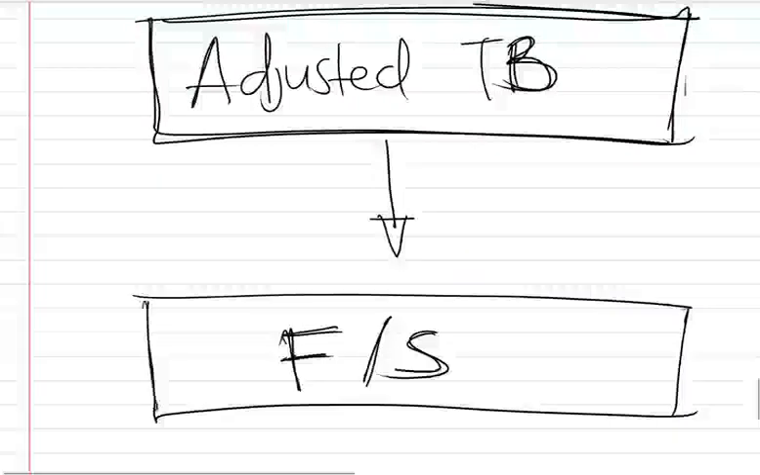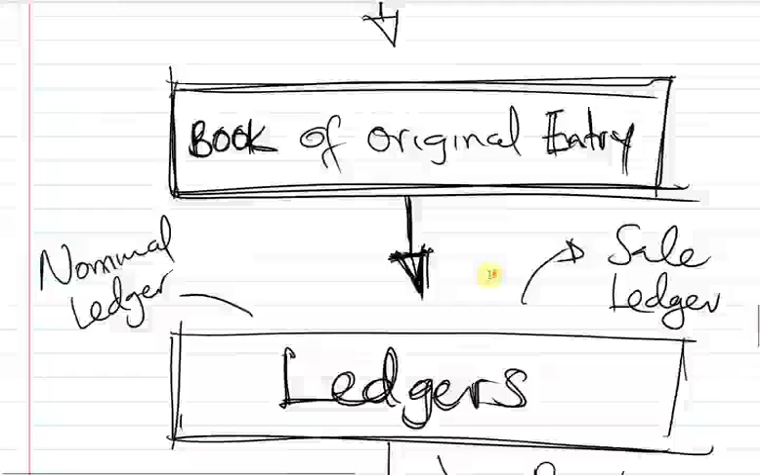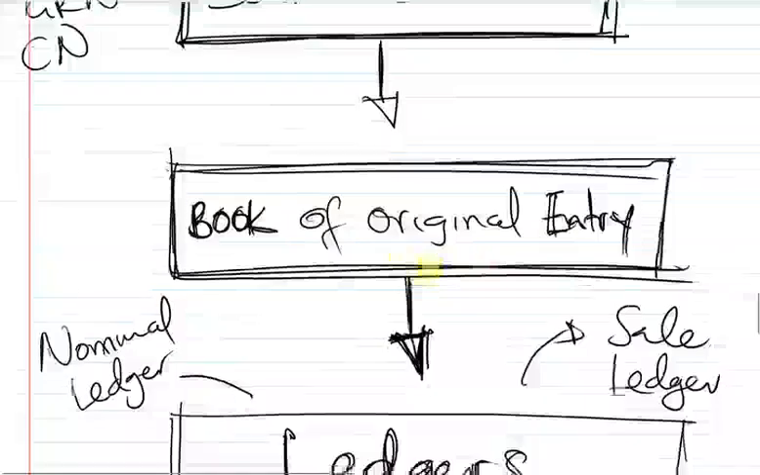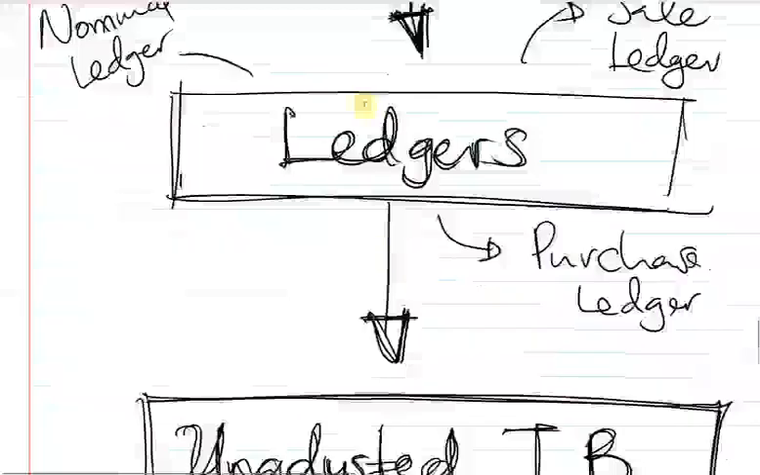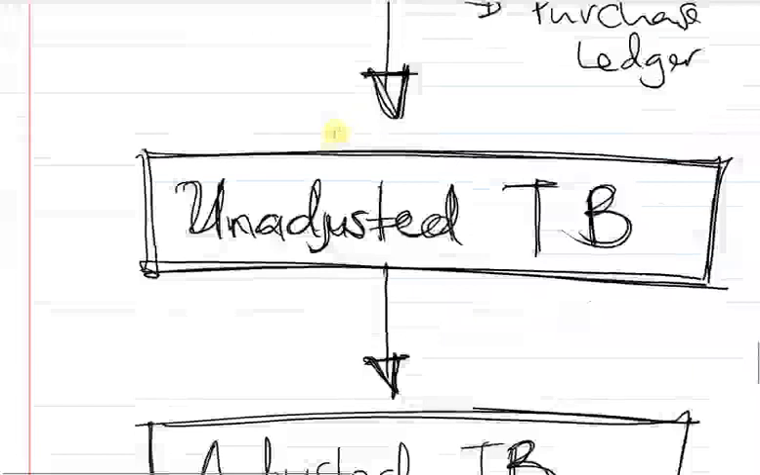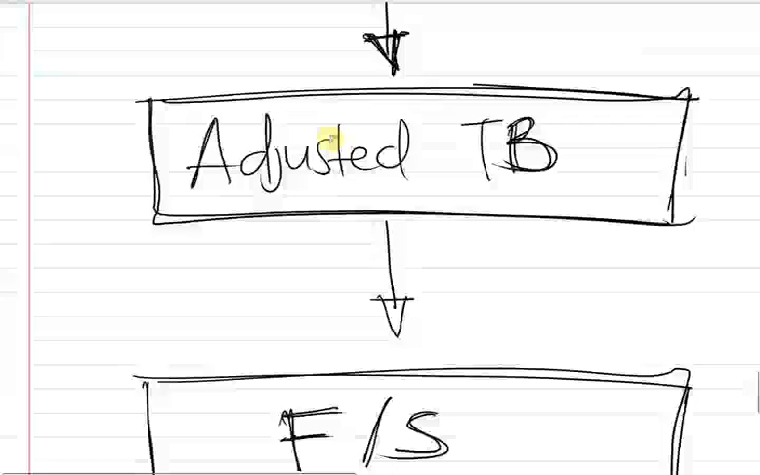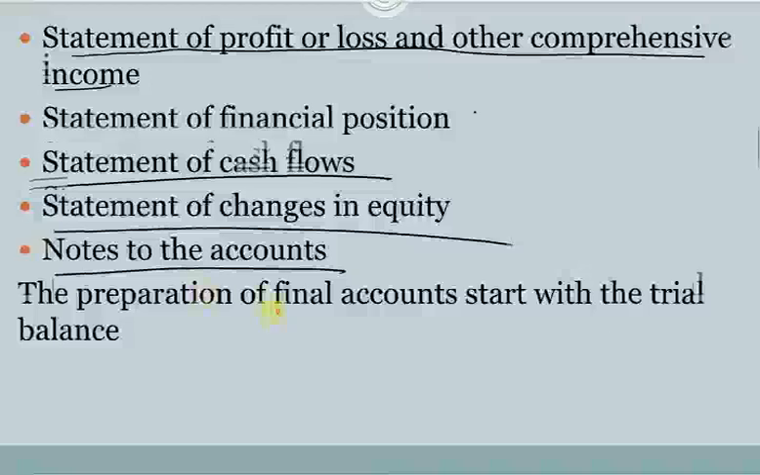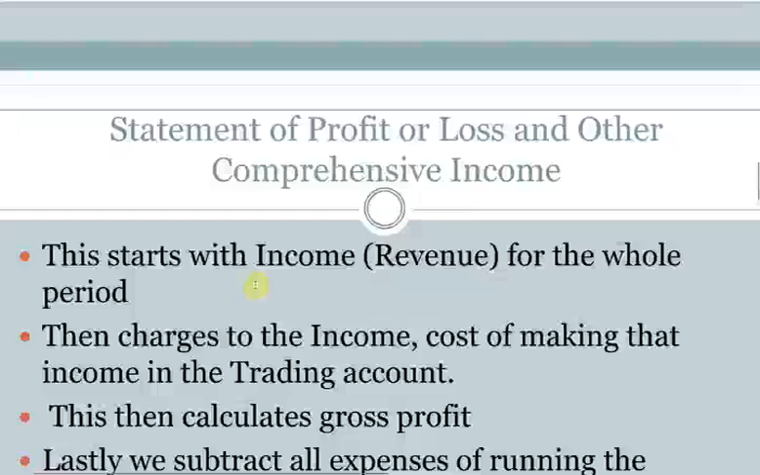So just a quick run through the flow. So we're saying source documents to the book of original entry, to the ledger, to the unadjusted trial balance, to adjusted trial balance, now to the financial statement. That's the flow. Because in this chapter we're focusing our attention on the financial statements of a sole trader.